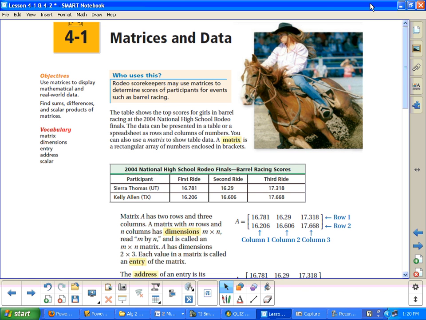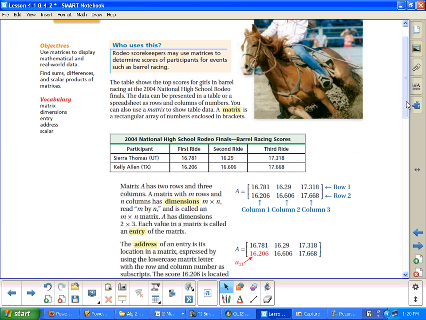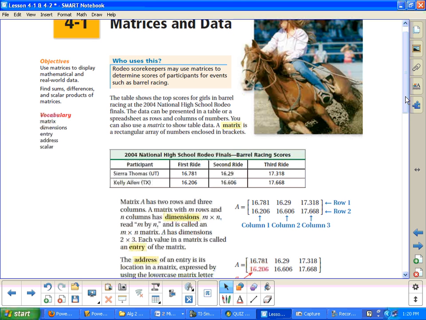Okay, matrices. This table here shows top scores for girls in barrel racing at the 2004 National High School Rodeo Finals. The data can be presented in a table or spreadsheet as rows and columns of numbers. You can also use a matrix to show the data. And a matrix is a rectangular array of numbers enclosed in brackets.